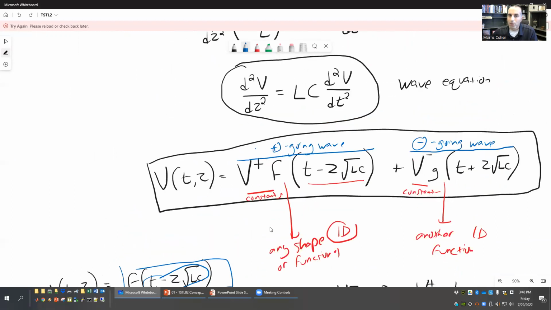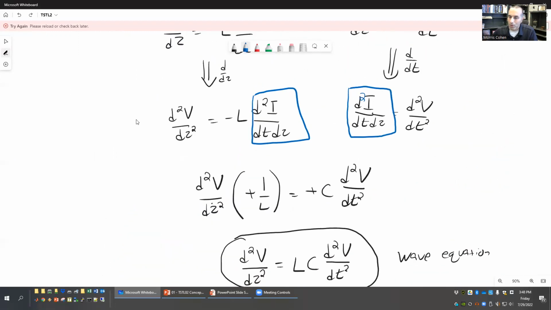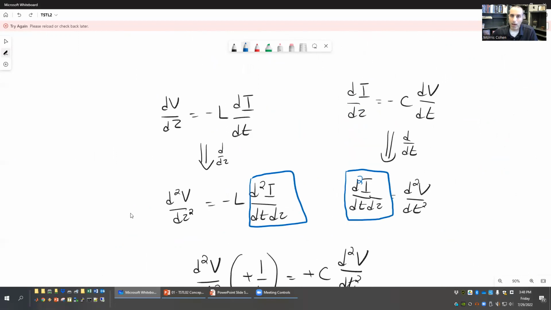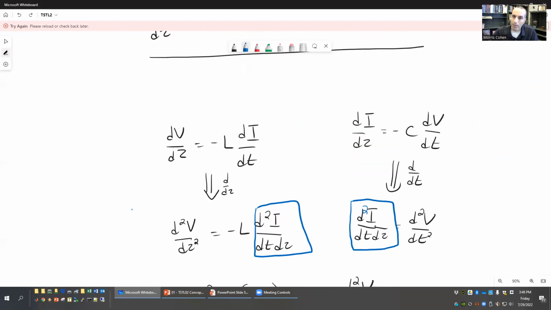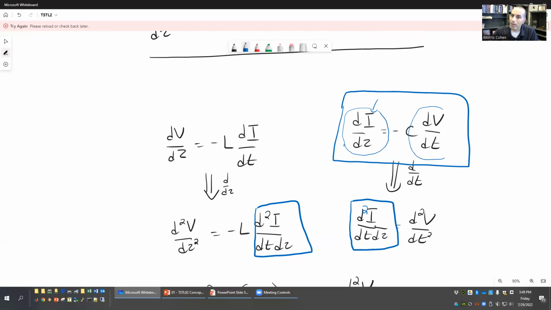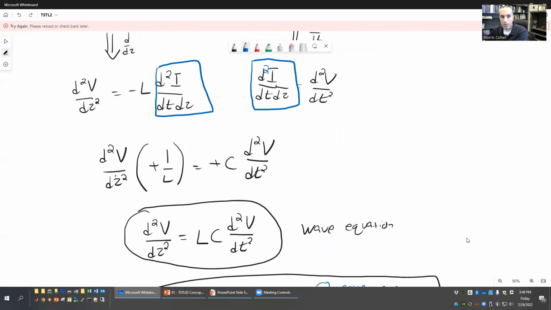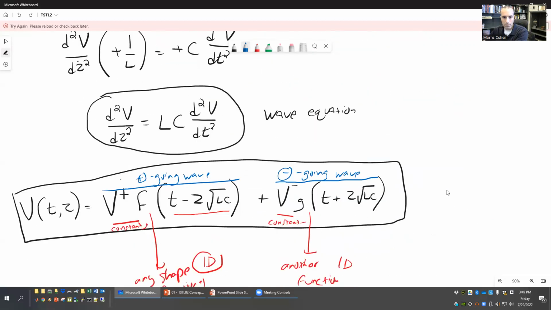So once you've got the voltage, you can figure out what the current is by going back to either one of our original telegrapher's equations. Pick your favorite, plug the current in, and let's say you plug the current in over here. First, take the derivative with respect to z, and then integrate with respect to time, and you can go from voltage to current and current to voltage and go backwards. If you apply that process, here's what you're going to get.